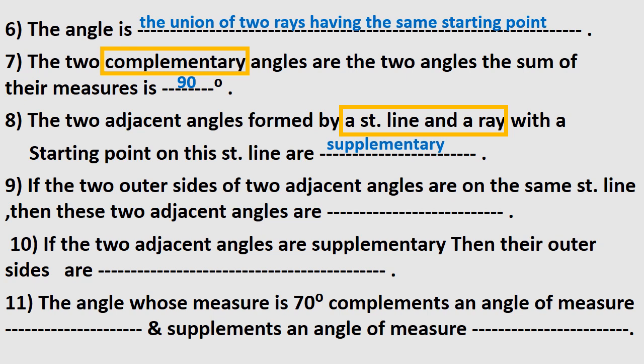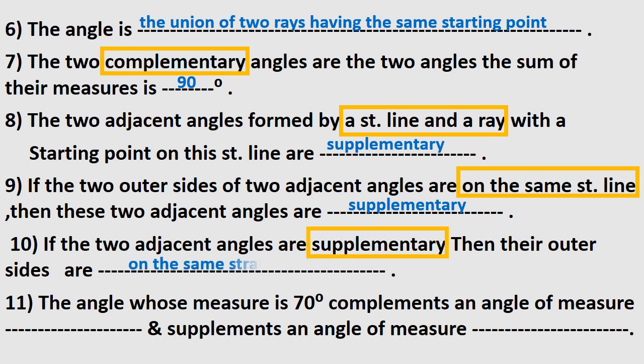If the two outer sides of two adjacent angles are on the same straight line, then these two adjacent angles are supplementary. If the two adjacent angles are supplementary, then their outer sides are, look at the previous exercise number 9, it will be on the same straight line.